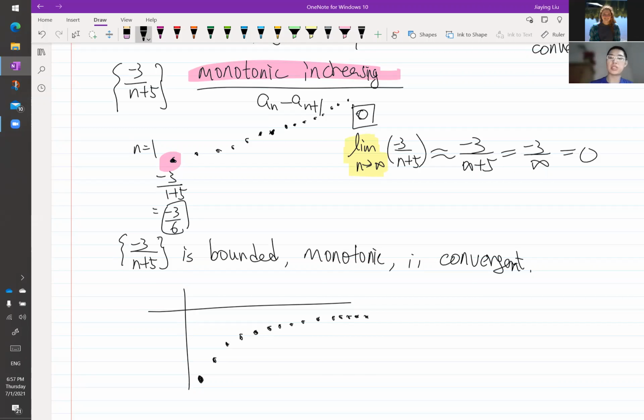Kind of just think about a function. If you have a function that increases, a small x value will give you a lower value, and a large x will give you a higher value. Same idea with a sequence. Here we just talk about different points instead of a continuous function.